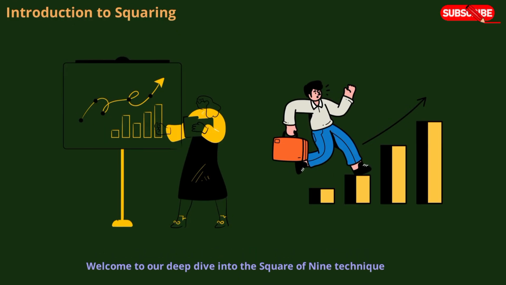To our deep dive into the Square of Nine technique, focusing on how to square the current price with time elapsed since a prior change in trend. This method, rooted in the legendary work of W.D. Gann, helps traders and analysts identify critical turning points in the market by aligning price and time.